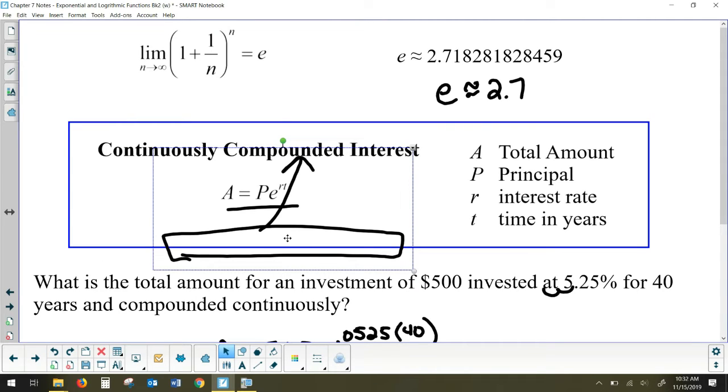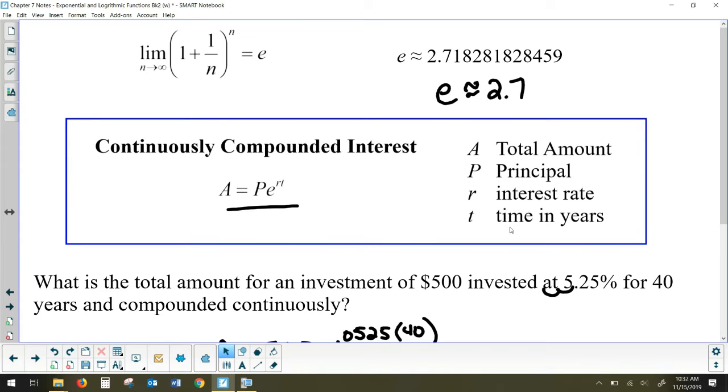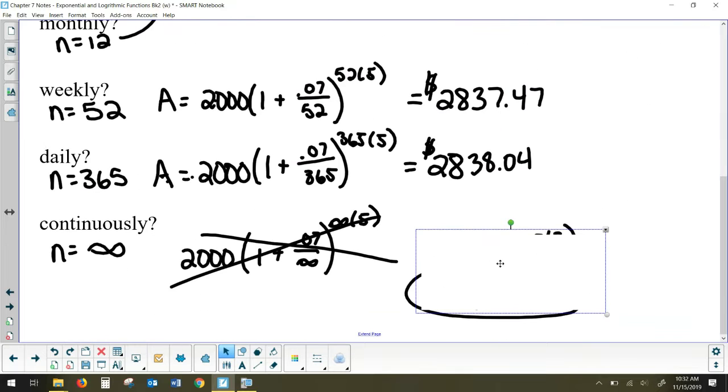So we have this new equation because what it says is when we have something going to infinity and it's in this form of an equation, it's going to be approximately to the power of e. So e is about 2.7. So compounding continuously gives us A is equal to P, being your principal, your initial amount, e to the power of r times t, interest rate in a decimal, time in years. So we would go back. We would type this in.